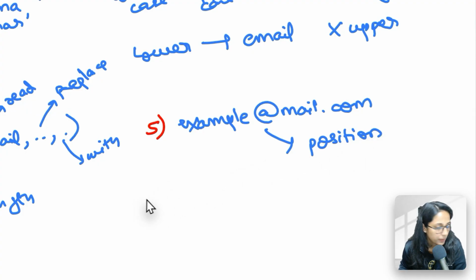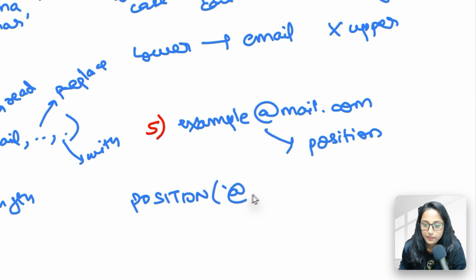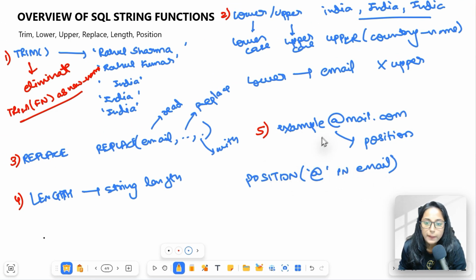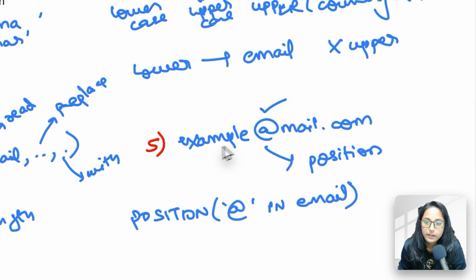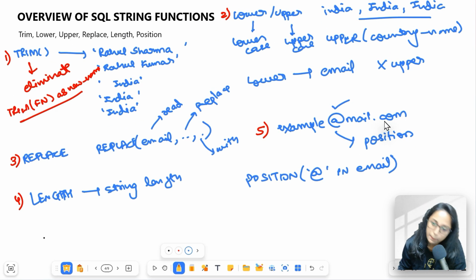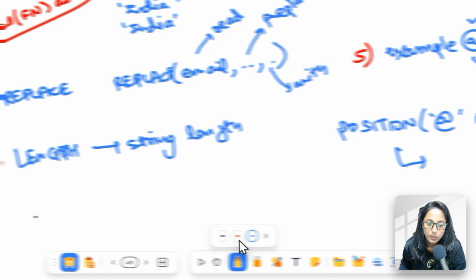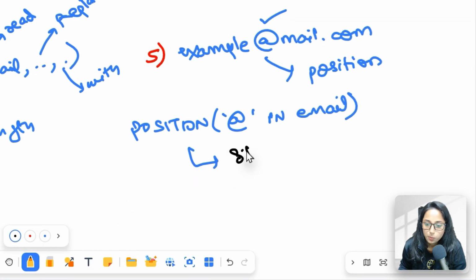How can I do that? I can simply write position. I would mention my character, I would use my in phrase, and I will mention my column. So this will help me get the exact position where the @ is in example@mail.com. So it would be 1, 2, 3, 4, 5, 6, 7, 8. So for this, my output would come out to be the 8th position.